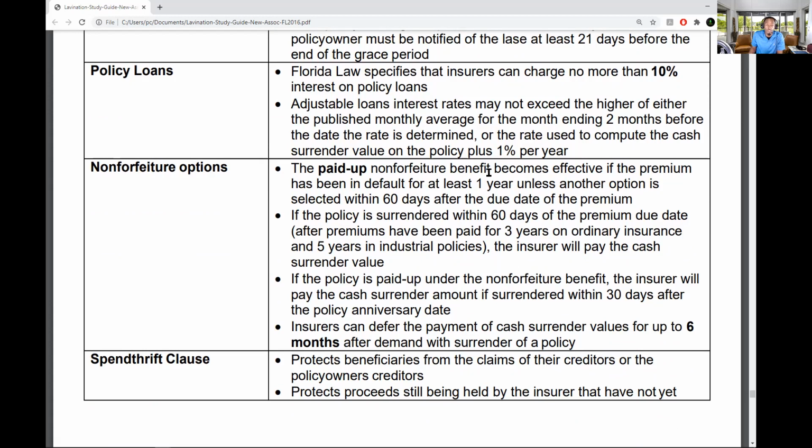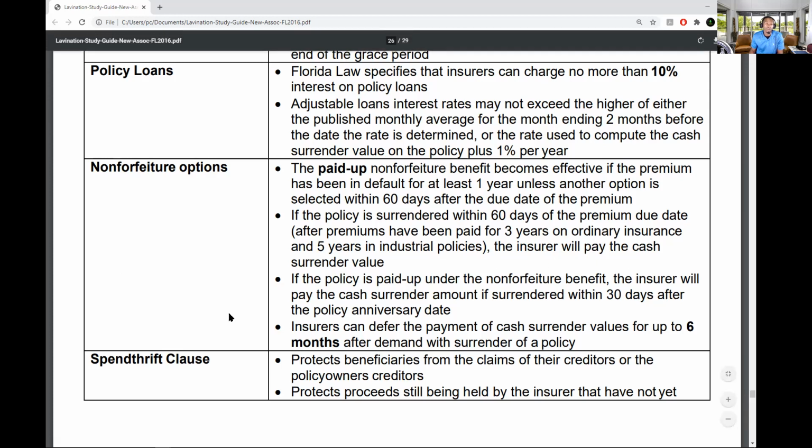The paid-up non-forfeiture benefits become effective when the premium has been in default for at least 1 year, unless another option is selected within 60 days after the due date of the premium. So for whatever reason, the person didn't pay the policy for at least a year. They give them 60 days after the due date to make sure they can select something else. If the policy is surrendered within 60 days of the premium due date, after the premium has been paid for 3 years on ordinary insurance and 5 years on an industrial policy, the insurer will pay the cash surrender value. So make sure you know that.